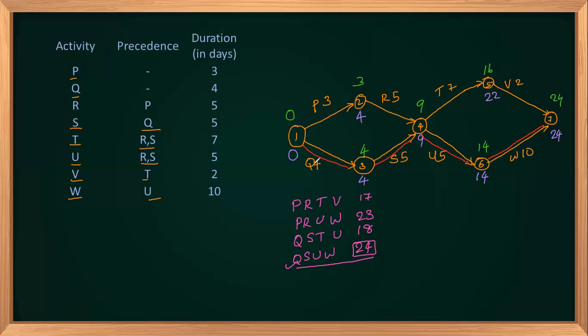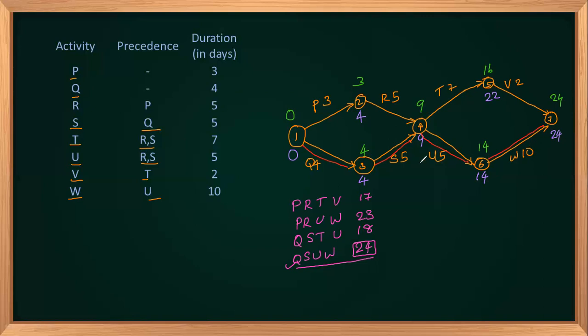So for Q, three is the head event. So slack is 4 minus 4, 0. For this S, four is the head event. 9 minus 9 will be 0. For U, six is the head event. 14 minus 14, 0. For W, seven is the head event and 24 minus 24 is 0. Now you can see that all the head event and tail event slacks are zero.